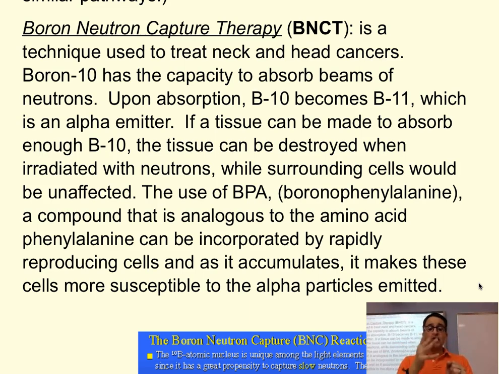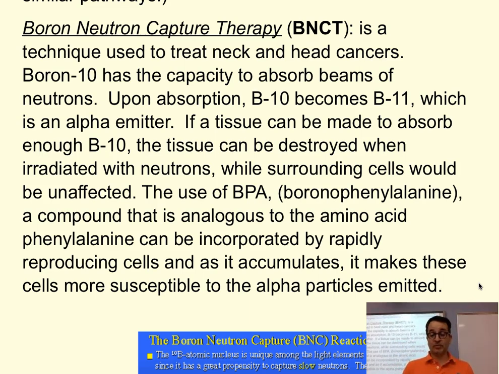And then we radiate the body with neutrons. Now, neutrons tend not to interact with matter too much. But if they find boron 10, it becomes boron 11. It can emit alpha radiation and kill the surrounding cells. So only the cells that contain boron 10, which we have targeted particularly, will actually be the ones that be affected, all right?